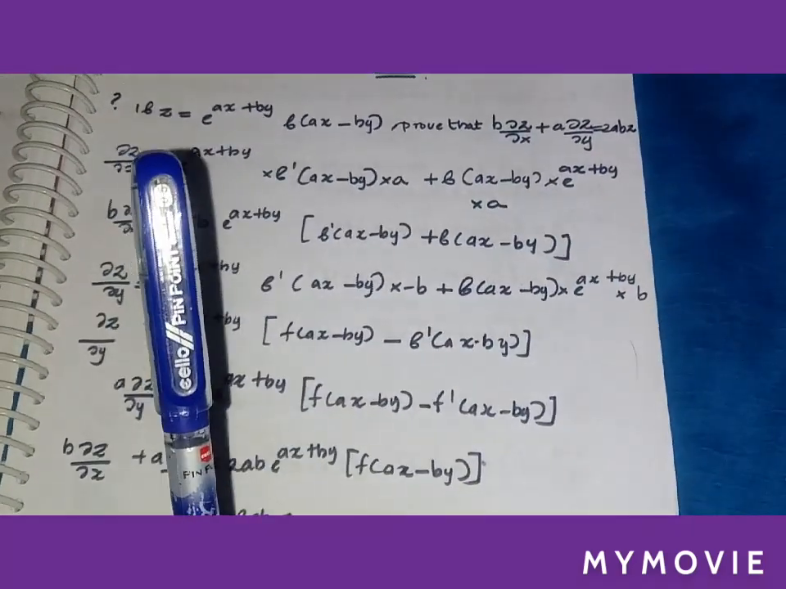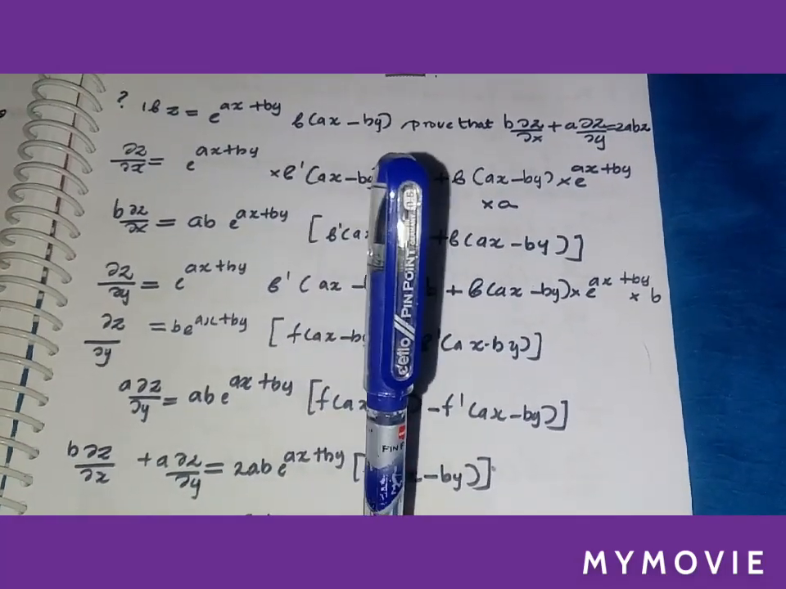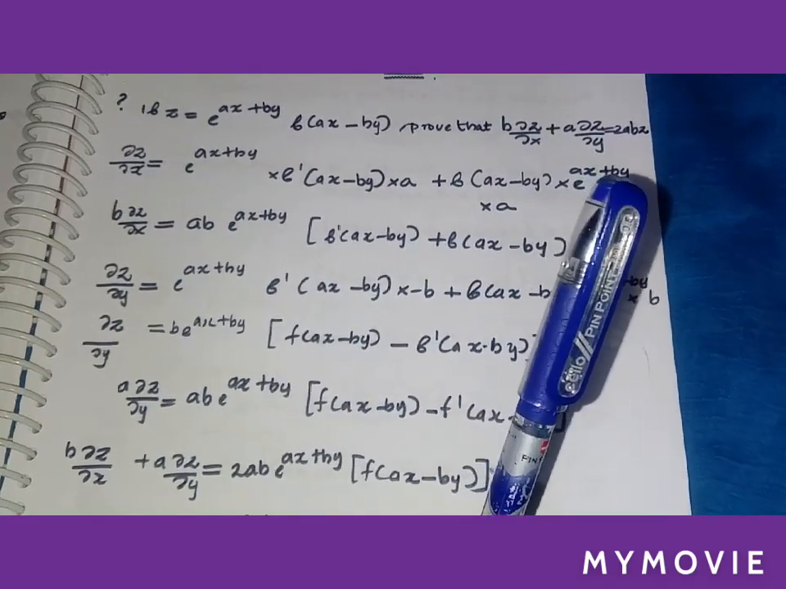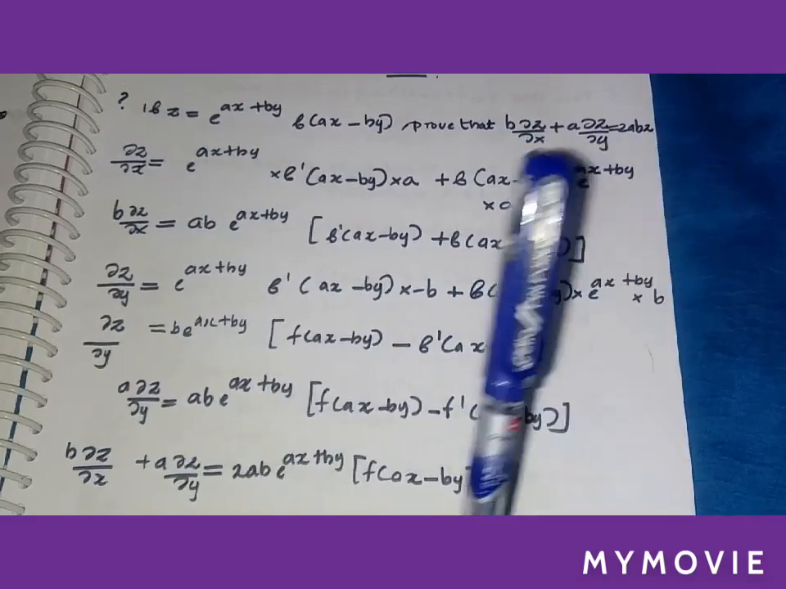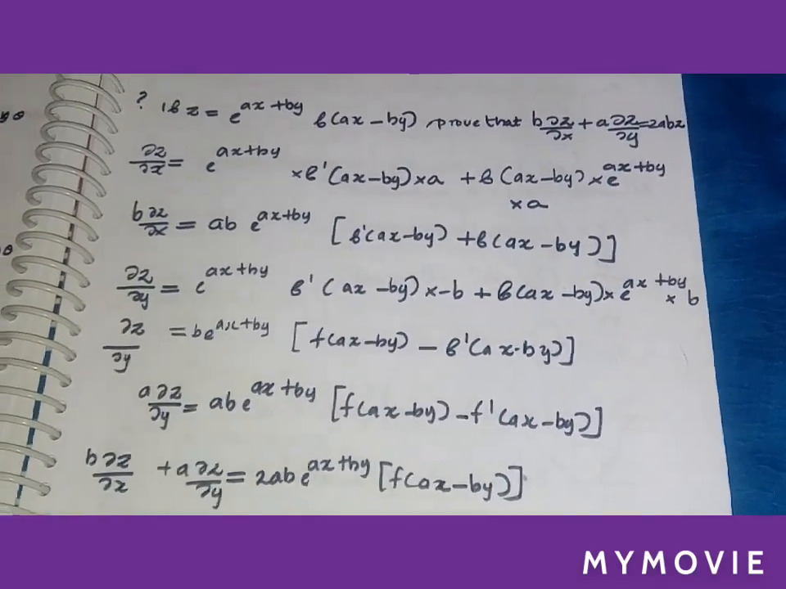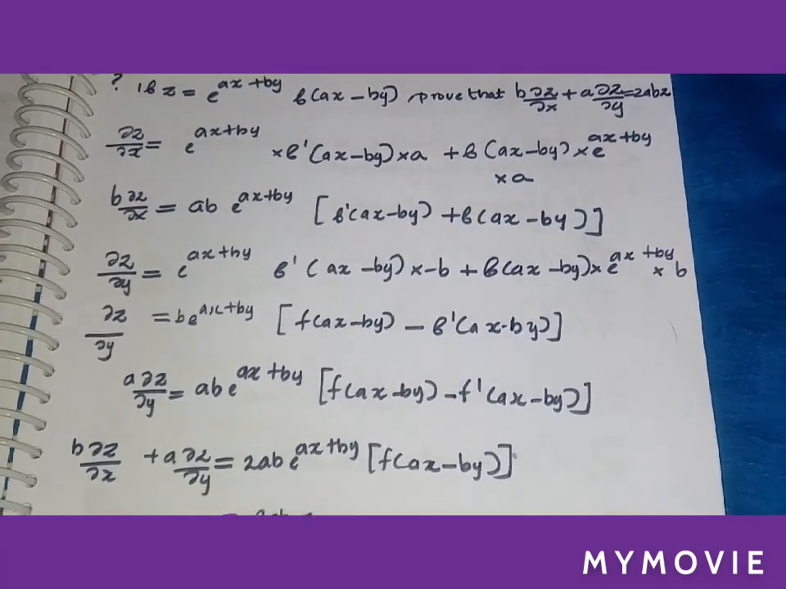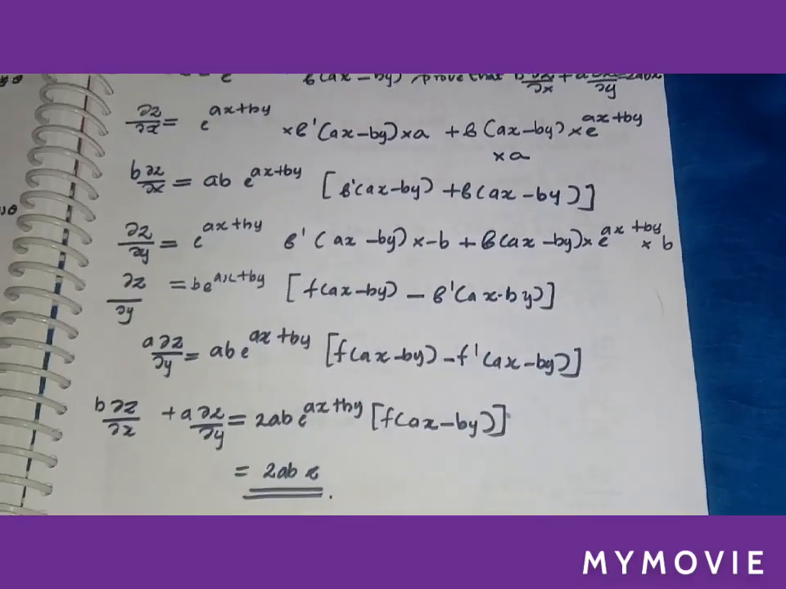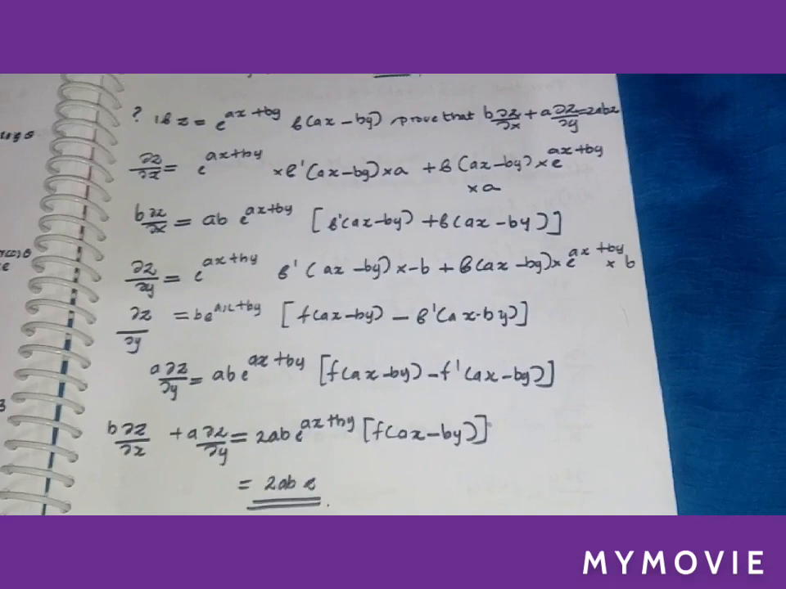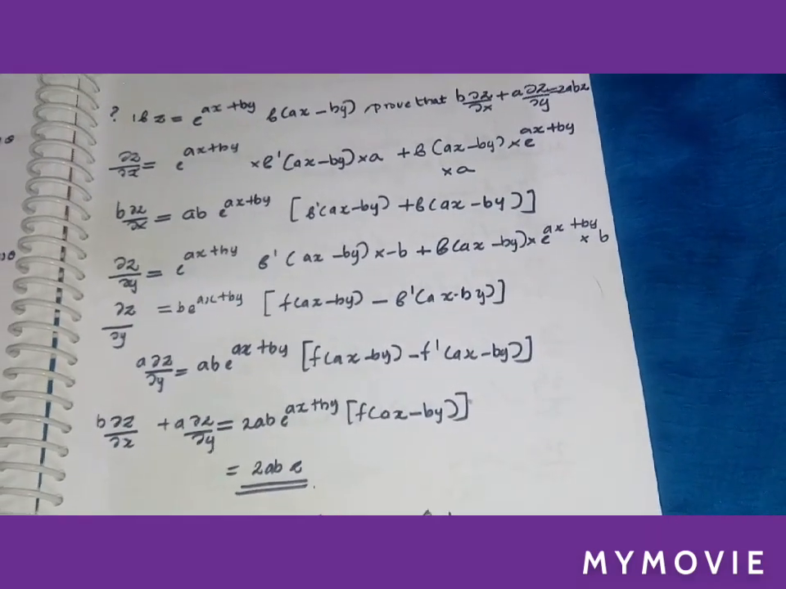Next question: if z is equal to e raised to ax plus by into f of (ax minus by), prove that b ∂z/∂x plus a ∂z/∂y is equal to 2abz. So we have to find ∂z/∂x. e raised to ax plus by into the derivative of the second, that is f dash of (ax minus by) into a, plus f of (ax minus by) into the derivative of e raised to ax plus by, that is e raised to ax plus by into a.